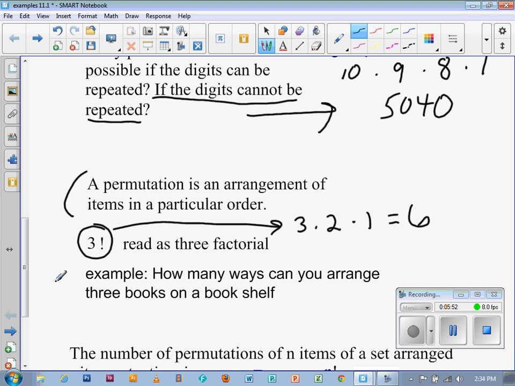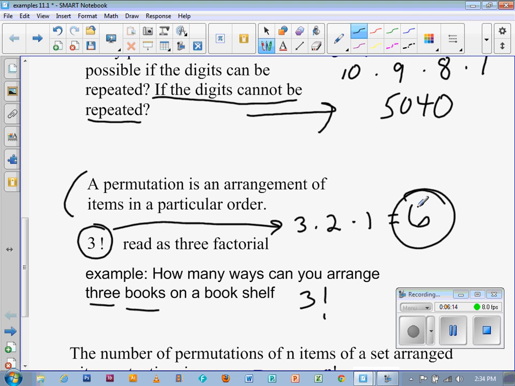For example, if we have 3 books on the shelf, and we want to know how many ways we can arrange them, that would be 3 factorial, which of course we already calculated to be 6. So permutation measures a specific order in which things can be arranged. So remember that. P, or permutation, order matters.